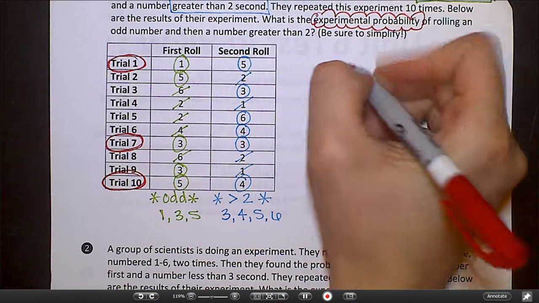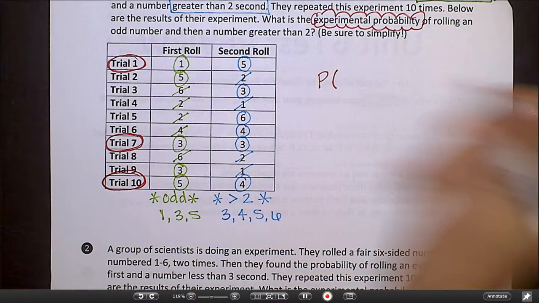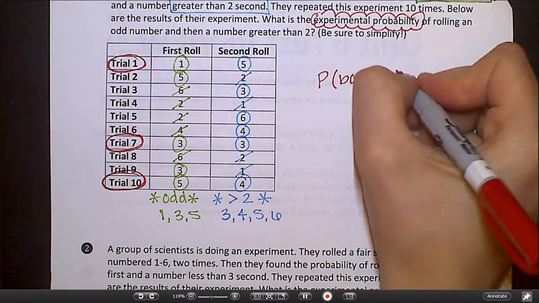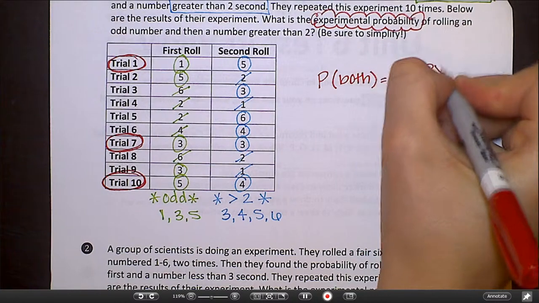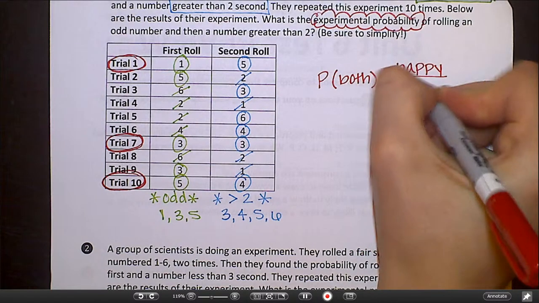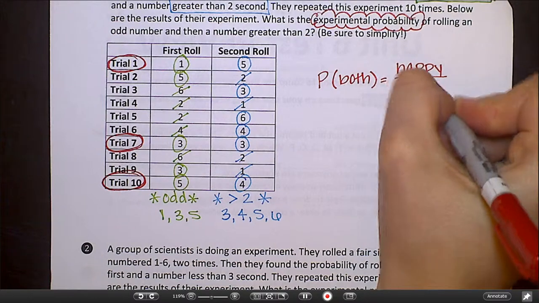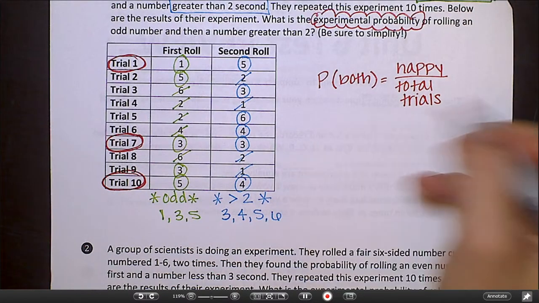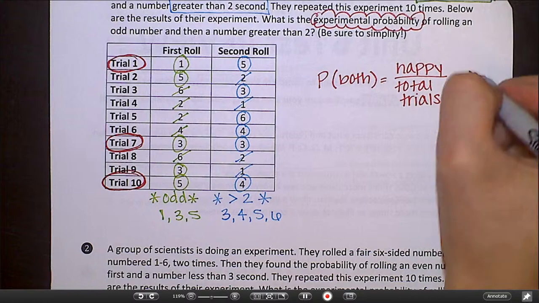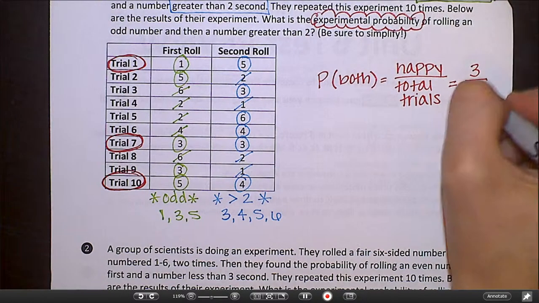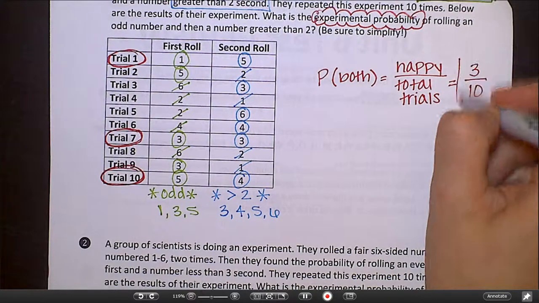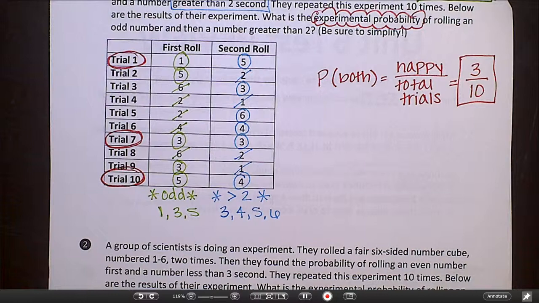So remember, the probability of both things happening is going to be what makes us happy out of the total trials. And remember, this is all based on the experimental probability, not based on math probability, the theoretical. So in this case, I have 3 trials that made me happy out of a total of 10 trials. I cannot simplify this, so that would be my experimental probability.